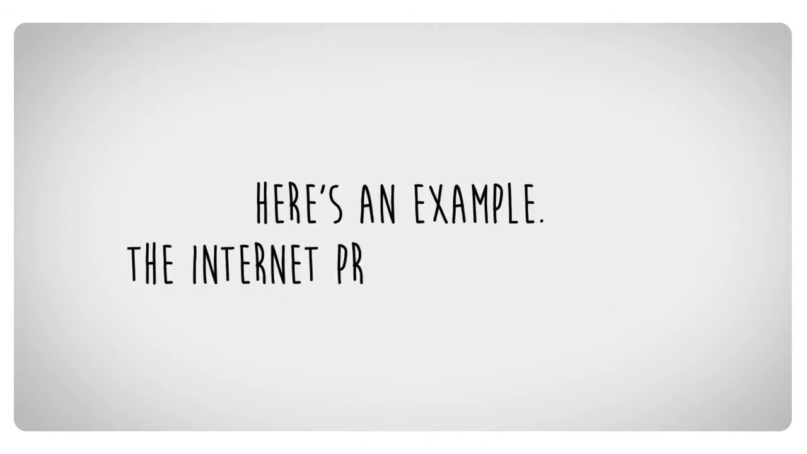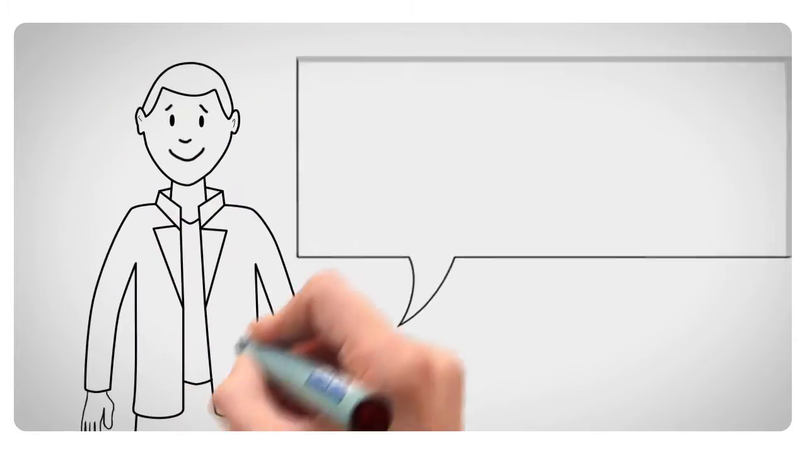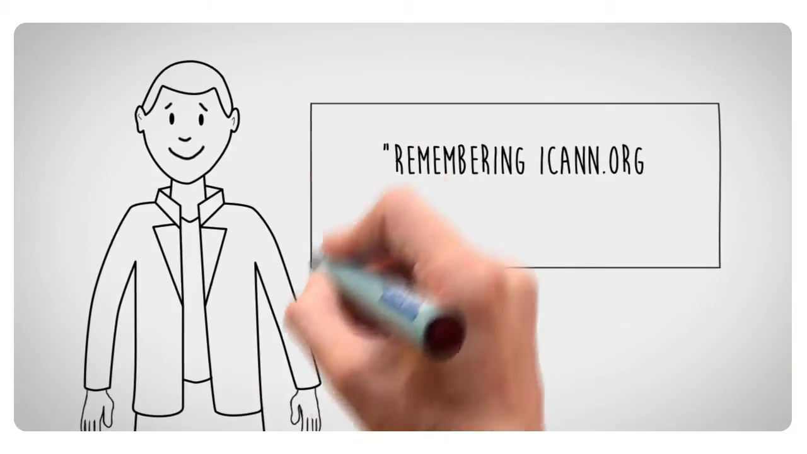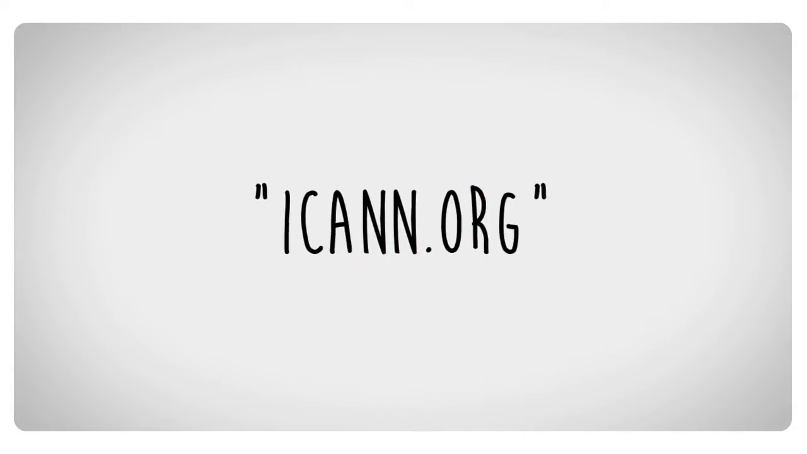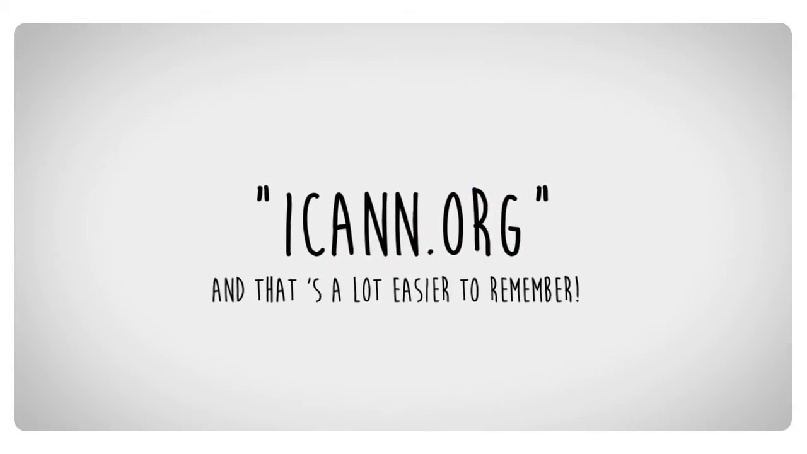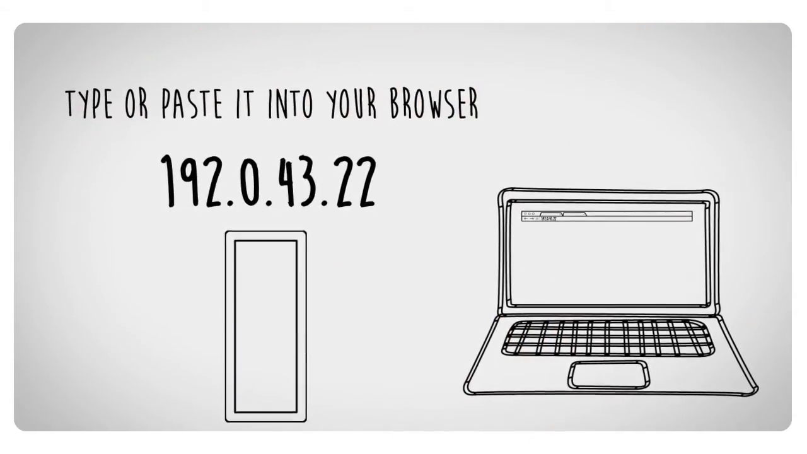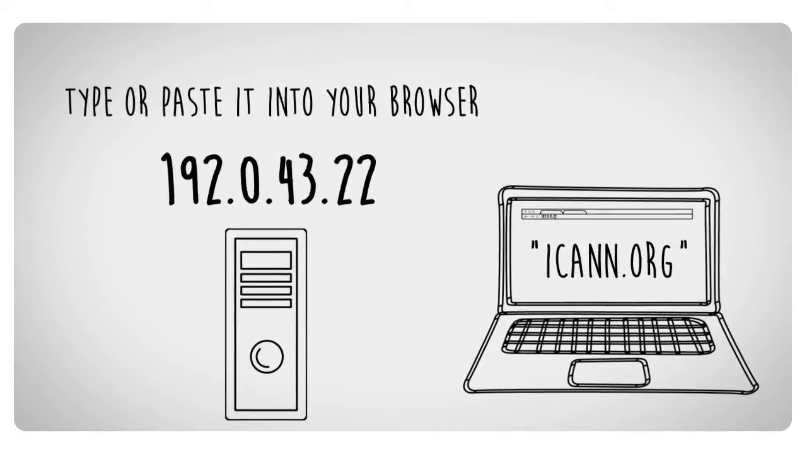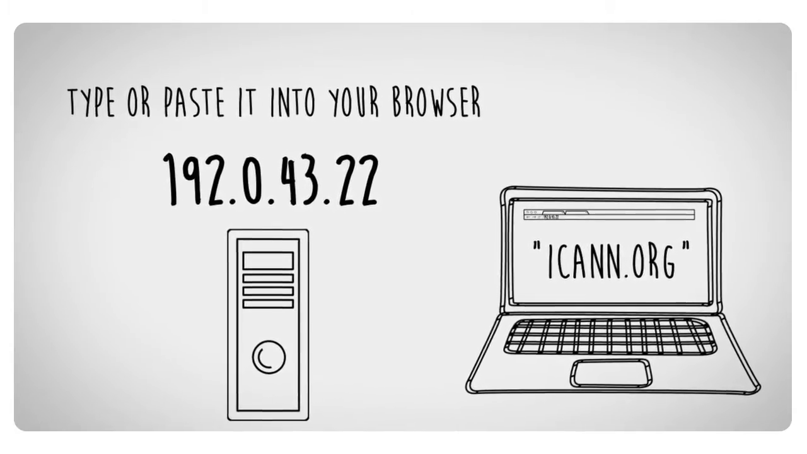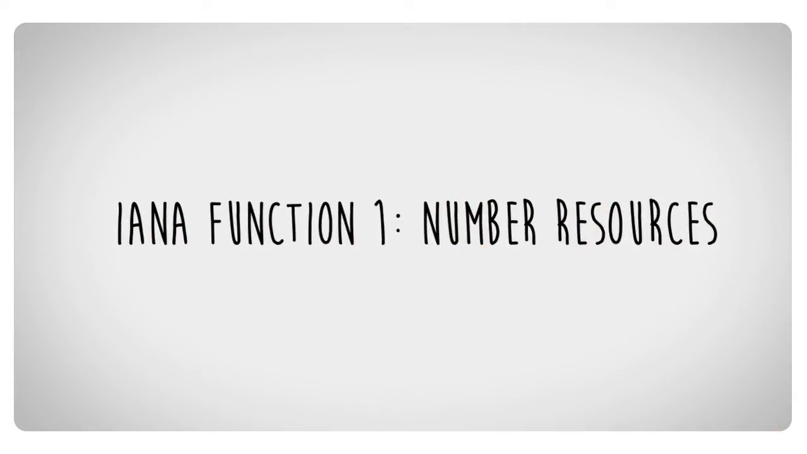Here's an example. The Internet Protocol, or IP, address 192.04322 is ICANN's unique identifier. But so is the domain name icann.org, and that's a lot easier to remember. Type or paste it into your browser, and that domain name is sent to a server, which in turn translates the name back into the number and connects your computer to icann.org. It sounds simple, but it's a little more complicated than that.